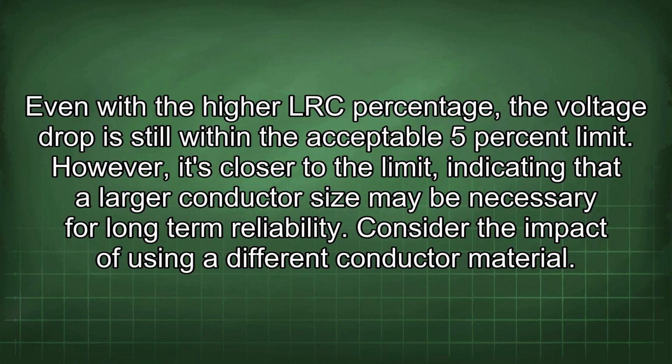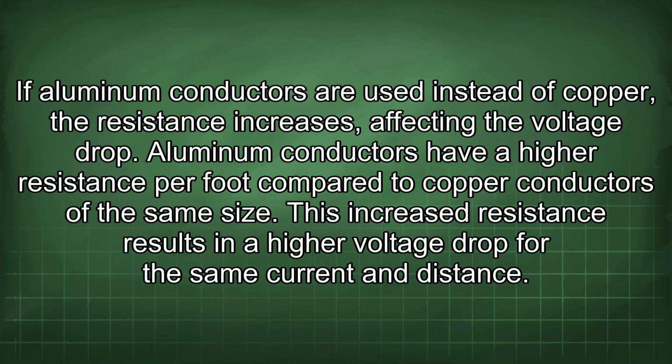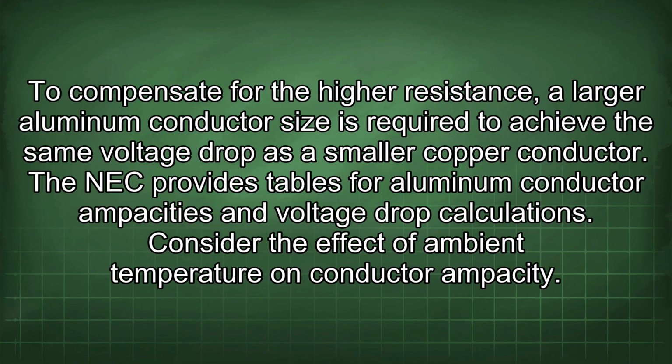Consider the impact of using a different conductor material. If aluminum conductors are used instead of copper, the resistance increases, affecting the voltage drop. Aluminum conductors have a higher resistance per foot compared to copper conductors of the same size. This increased resistance results in a higher voltage drop for the same current and distance. To compensate for the higher resistance, a larger aluminum conductor size is required to achieve the same voltage drop as a smaller copper conductor. The NEC provides tables for aluminum conductor ampacities and voltage drop calculations.